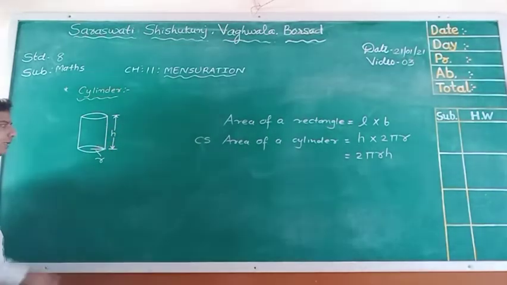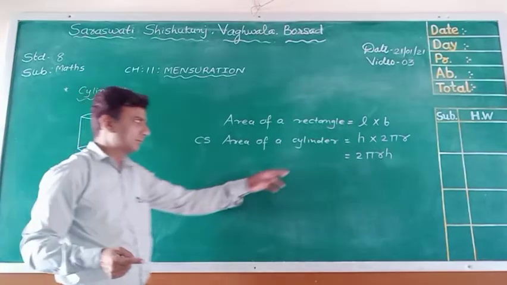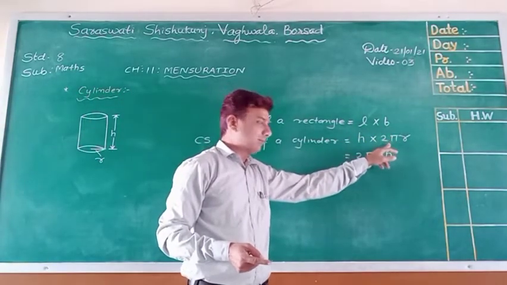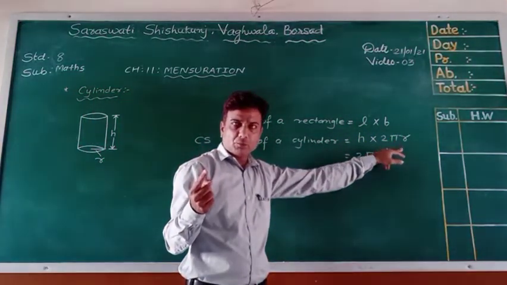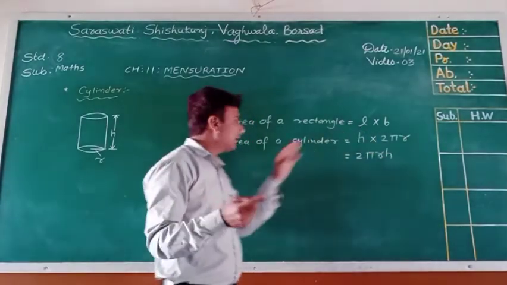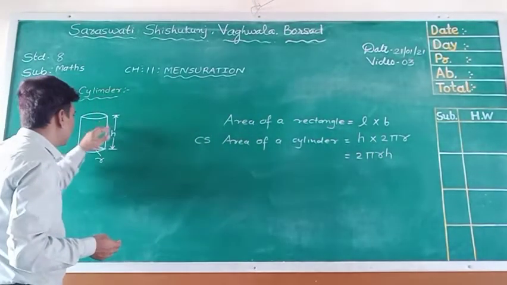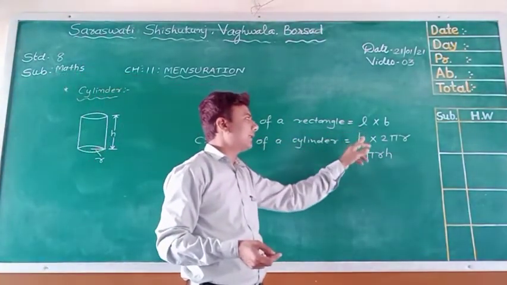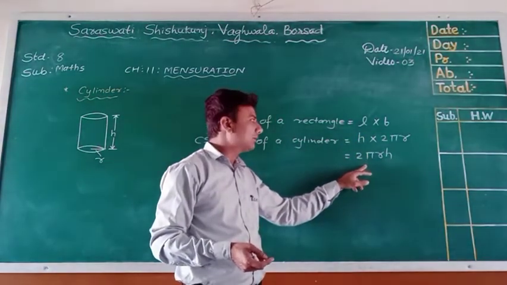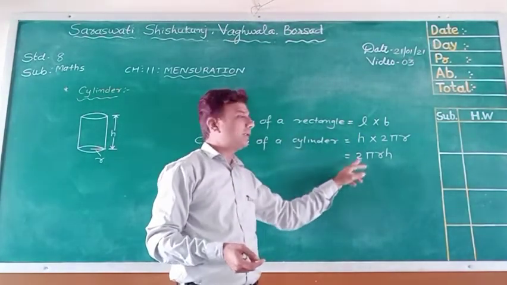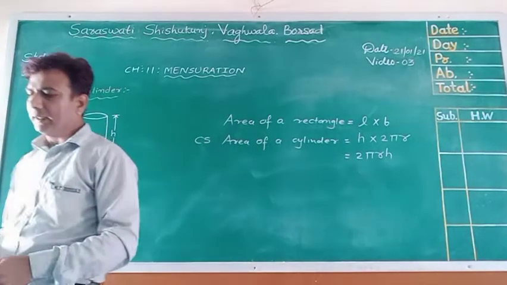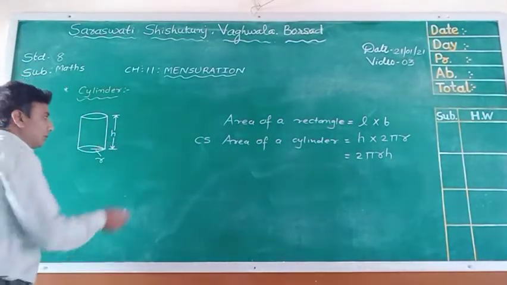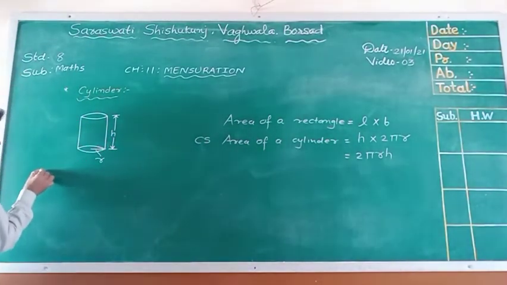Now the breadth is the circumference of the circle, whose formula is 2 pi r, and this length we convert into height. So in place of L I can write h. So we got this formula: curved surface area of cylinder equals 2 pi r h. So here I have the 16th formula.